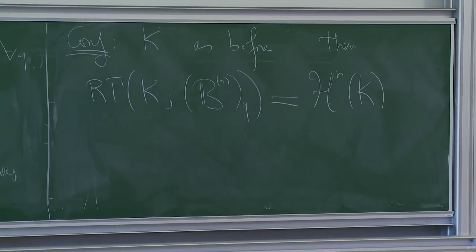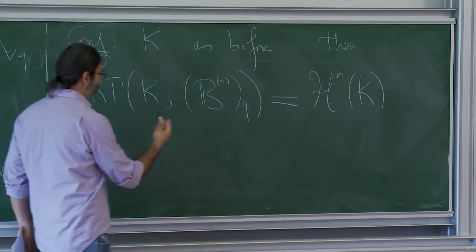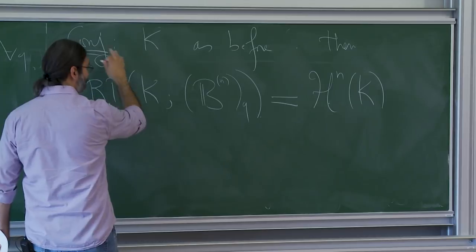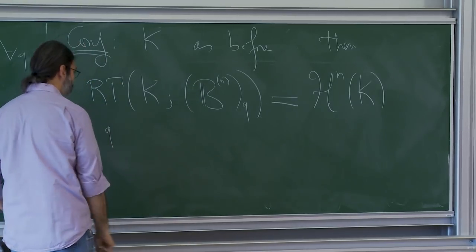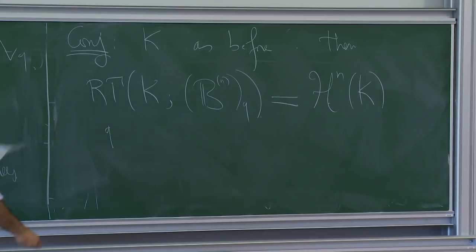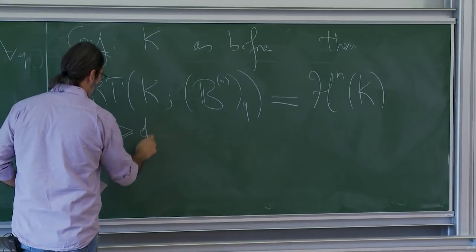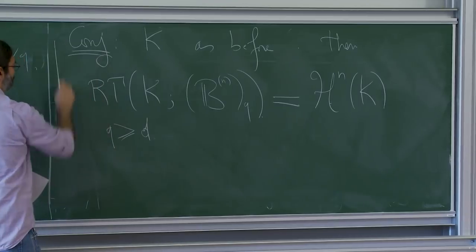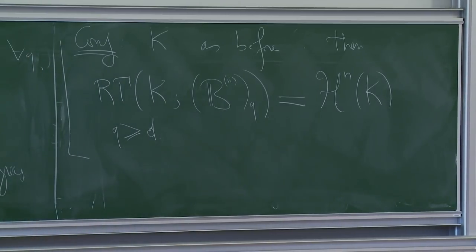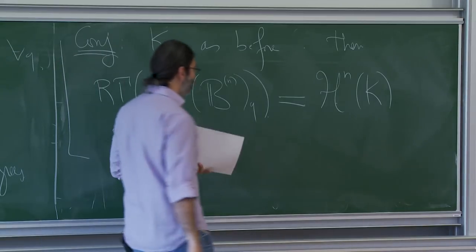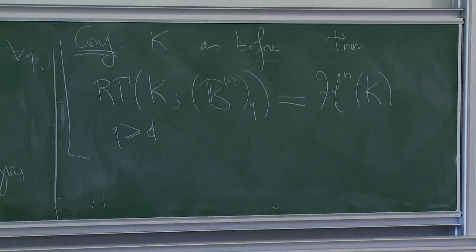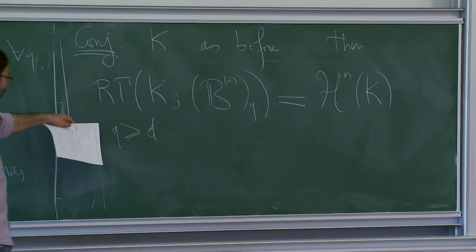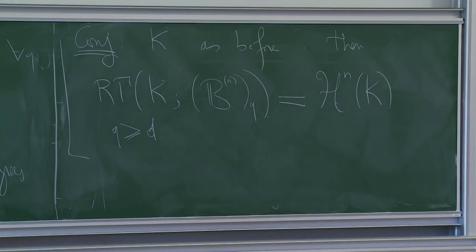But the conjecture is saying that this is true levelwise, but for q larger than the dimension. D is somehow the differential dimension of the field k. So this is a conjecture which I think is true, and which I think is not so difficult to prove. And let me maybe explain why I believe that this is true, but only for large q's.